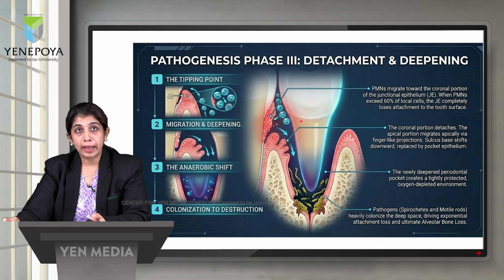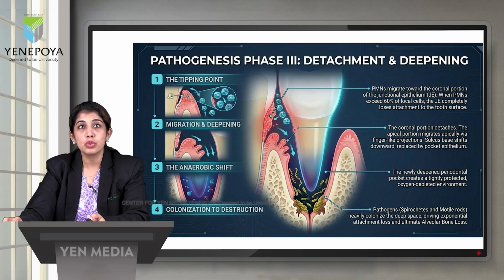One, you have the bacteria in the sulcus, connective tissue attachment is going away, and then your epithelium is shifting apically. The junctional epithelium is a narrow strip of epithelium that connects the gingiva to the tooth. When this starts moving apically, it tends to have finger-like projections. When polymorphonuclear neutrophils migrate towards the coronal portion of the junctional epithelium and their content exceeds 60%, the junctional epithelium starts losing its attachment to the tooth and starts moving apically.